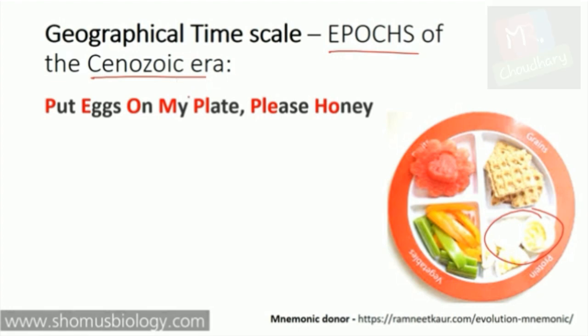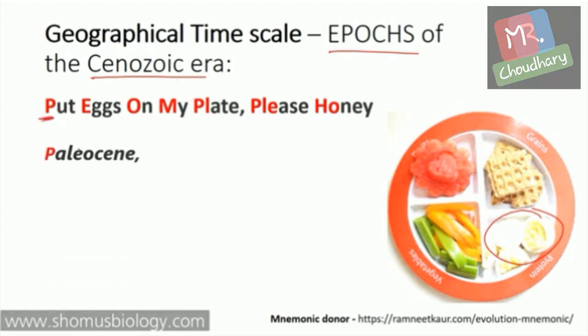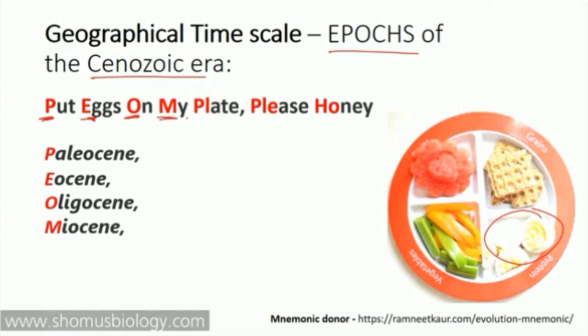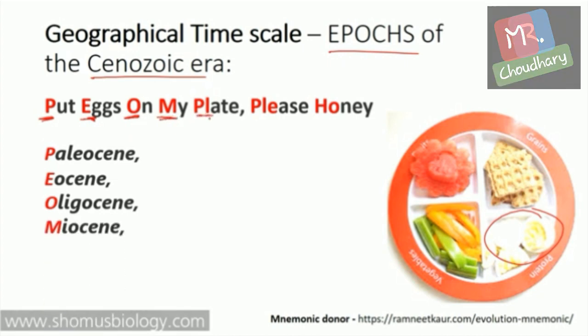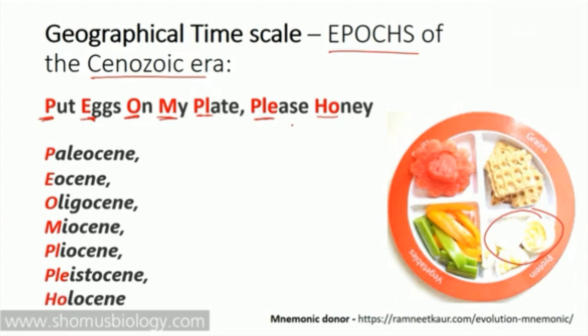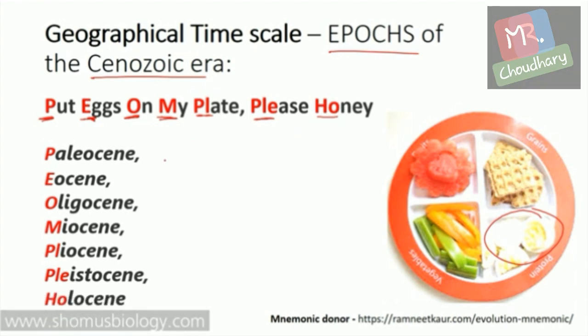So you go with this Cenozoic era, starts with P, Paleocene, then with E, Eocene, then with O, Oligocene, then with M, Miocene, then with PLI, Pliocene, and then with PLE, Pleistocene, and then with HO, Holocene. So that's why, you know, put eggs on my plate, please honey. Paleocene, Eocene, Oligocene, Miocene, Pliocene, Pleistocene, Holocene. Just remembering the breakfast plate that you have.